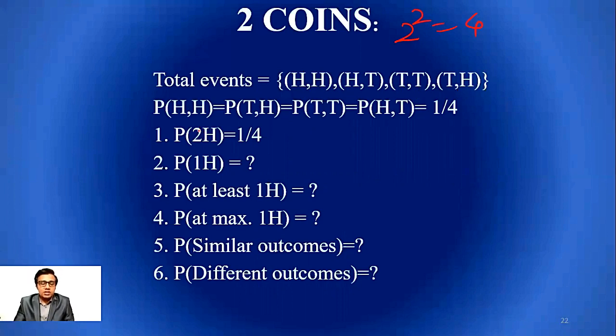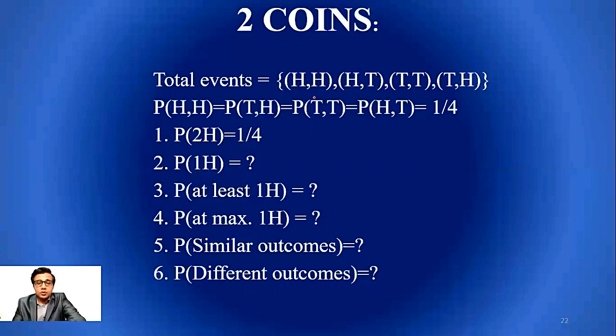Let's say a question is probability of getting two heads. Now, out of these four, which event has two heads? You can see this is the one. So the favorable event is this one. And total events, as you know, are 4. So favorable by total, 1/4 is the answer.